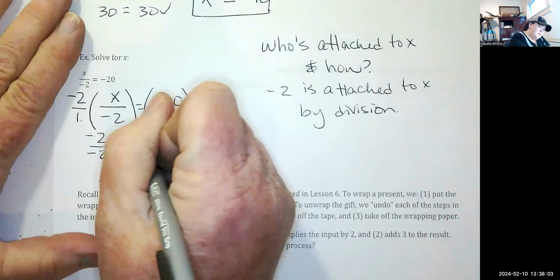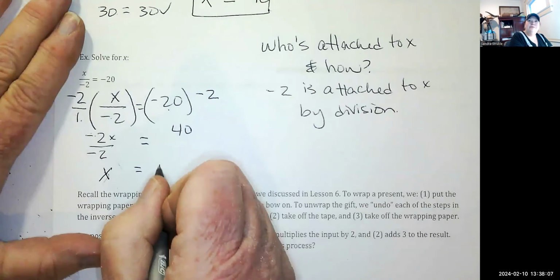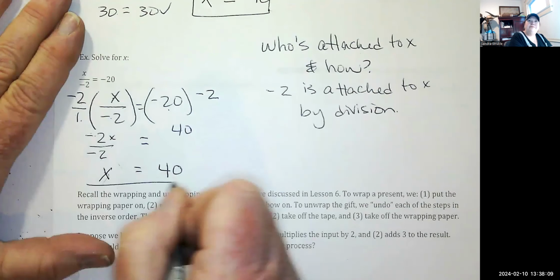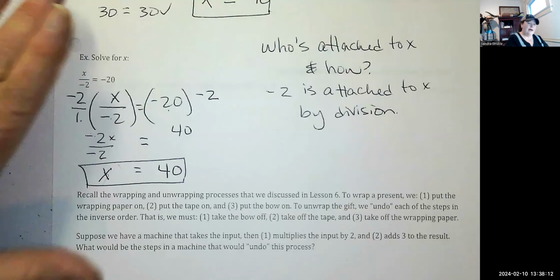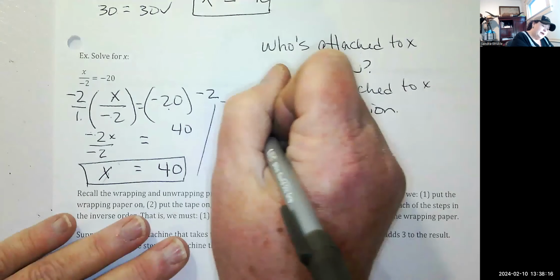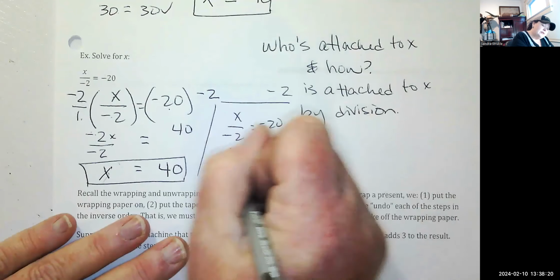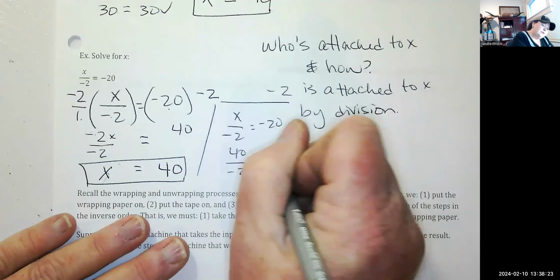So equals, equals. And that's it. So x is equal to 40. We can check that. X divided by -2 is equal to -20. I'm saying it's 40 divided by -2 is -20.